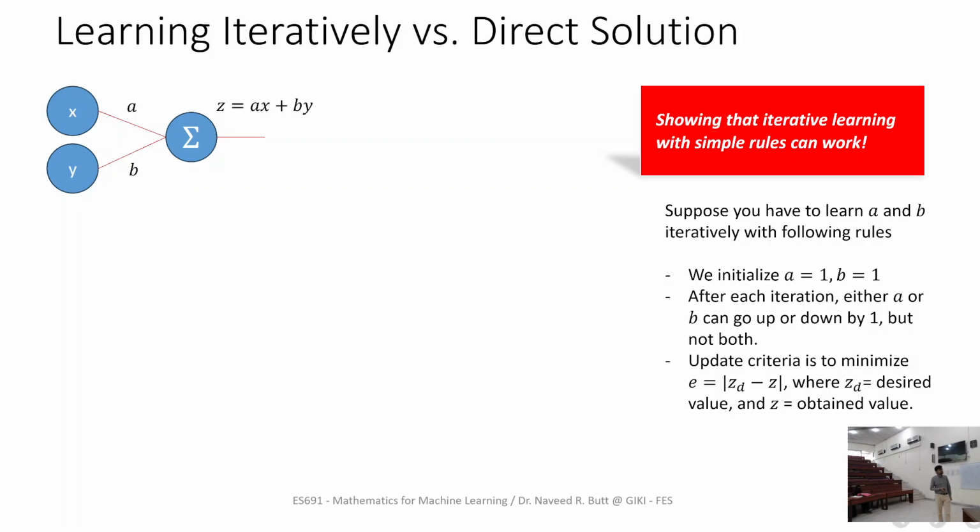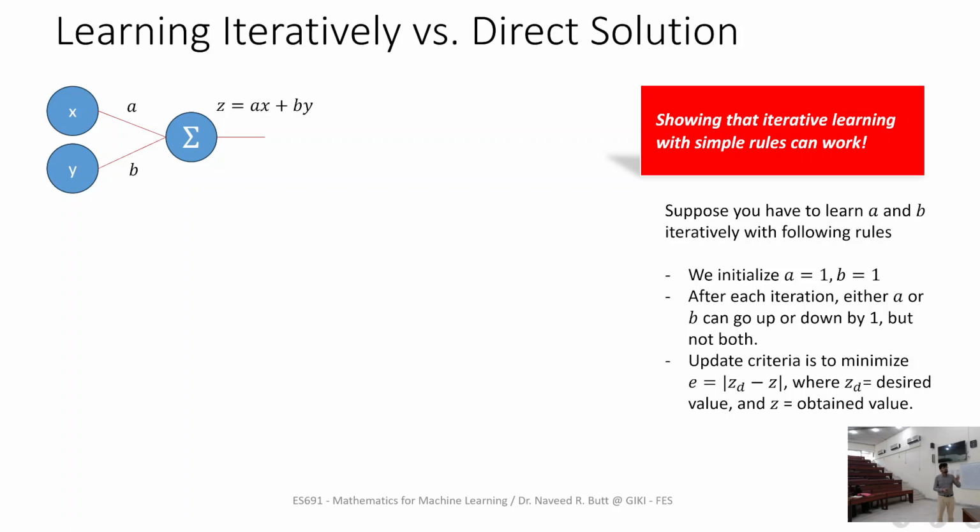Let's say you have a system, z equals ax plus by. These are the rules. You have to learn a and b, meaning you want to find or estimate their values, and we want to do it iteratively. So we set some simple rules.